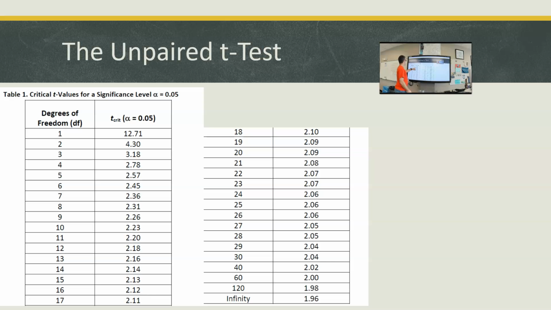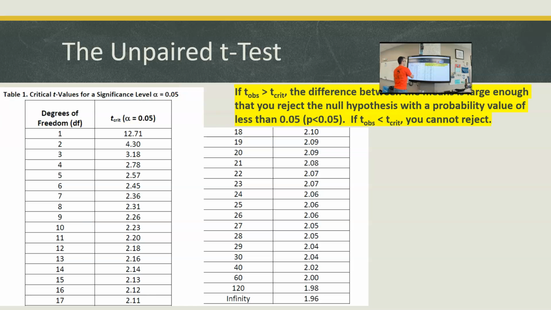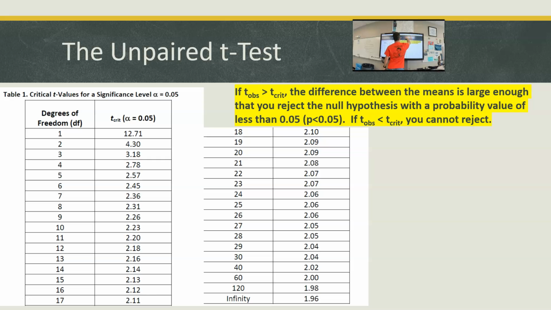So you can see here the degrees of freedom and the t-critical. Okay, and this is big right here. You want to write this down. If the t observed, the one you calculated, is greater than the t critical, just like in the linear regression, the difference between the means is large enough that you reject the null hypothesis with a probability value of less than 0.05. Rejecting the null hypothesis means that the independent variable caused a change in the dependent variable. If the observed t value is less than the critical t value, you cannot reject it.